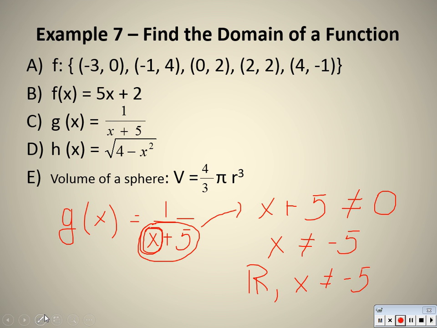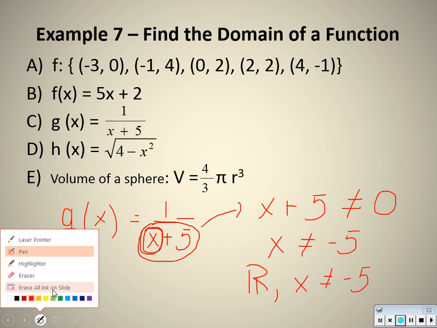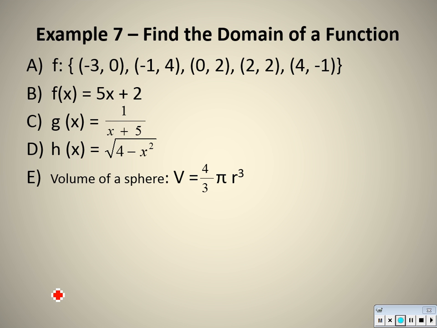So now if we go to part D, once again you have a function where the domain isn't just all real numbers. So we have the square root of 4 minus x squared. So if you take a look at this here, because we have this variable inside the square root, that's going to give us a domain that's not just all real numbers.